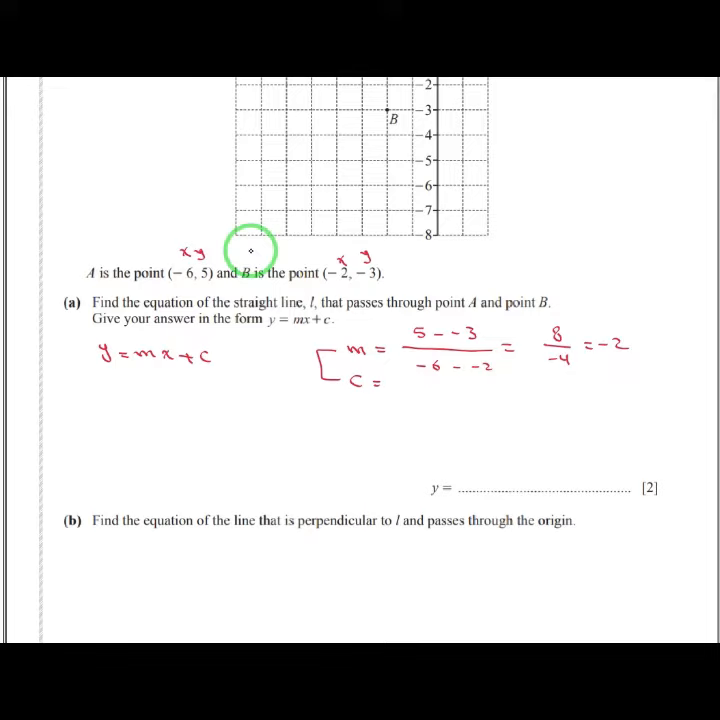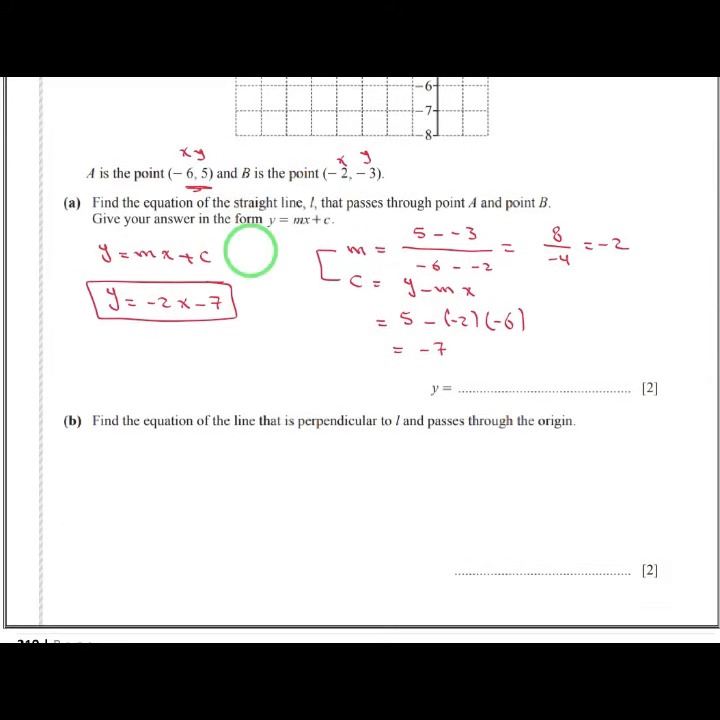To find the value of c, c equal y minus mx. y minus mx, y is, I will choose, negative 6 and 5. y equals 5 minus m equal negative 2, and the value of x is negative 6. 5 minus 12 is equal to negative 7. So we can write now the equation of the straight line y equal negative 2x minus 7. This is the equation of the required straight line.